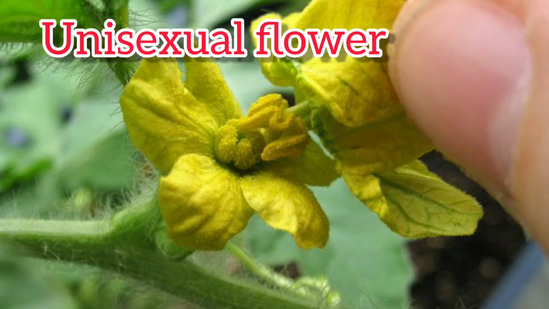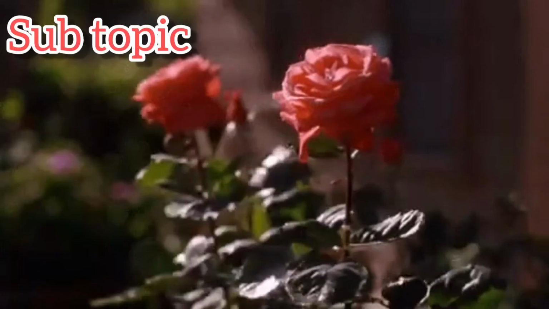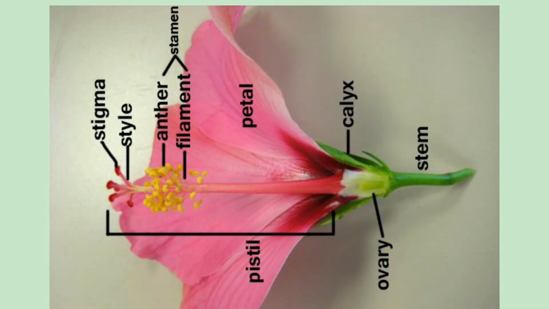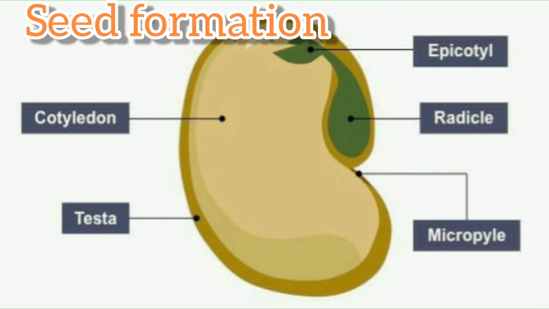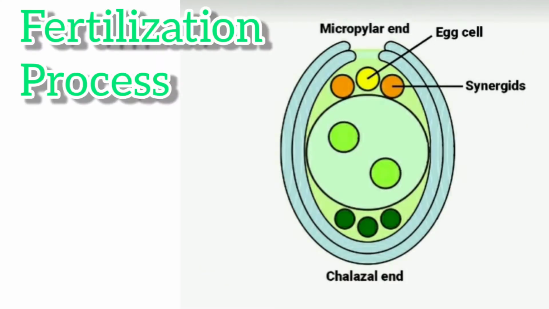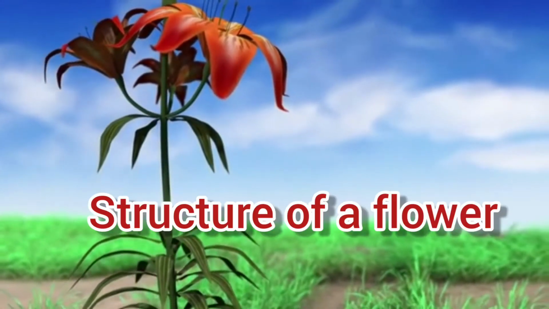The sexual reproduction in flowering plants can be divided into various subtopics like the structure of the typical flower, the process of reproduction and seed formation in flowering plants, fertilization process, and the post-fertilization changes that take place in the flower. The first topic is about the structure of a typical flower.